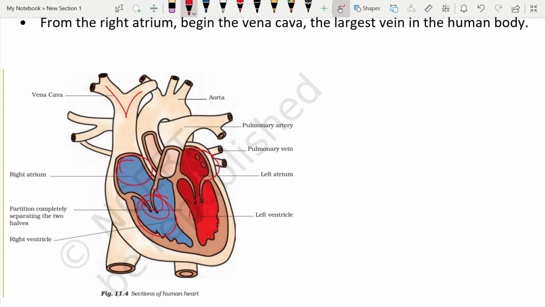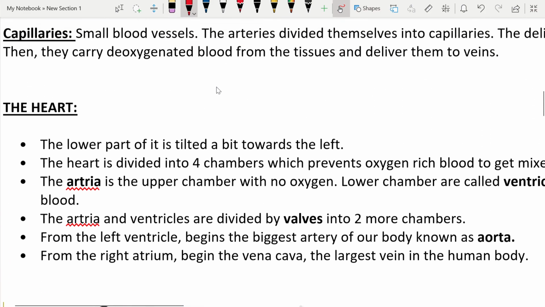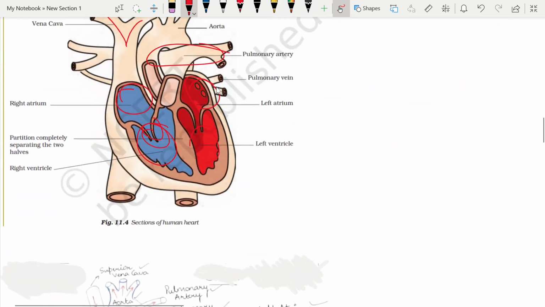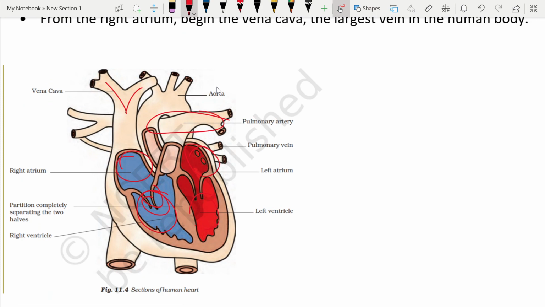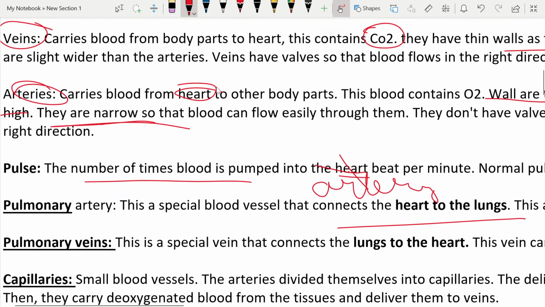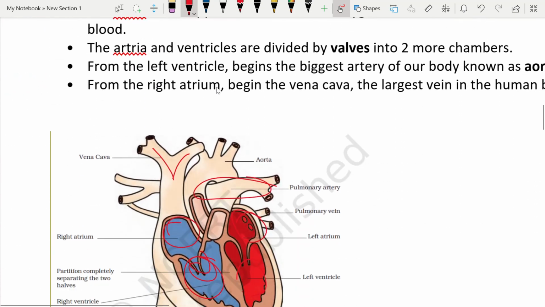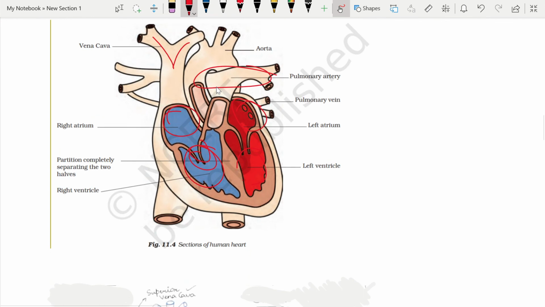Now we have the pulmonary artery, which is the special type of artery which connects the heart to the lungs. I don't know if I am right. Yeah, heart to the lungs. But the veins connect the lungs to the heart. It comes back from the lungs to the heart. Vena cava, lungs.